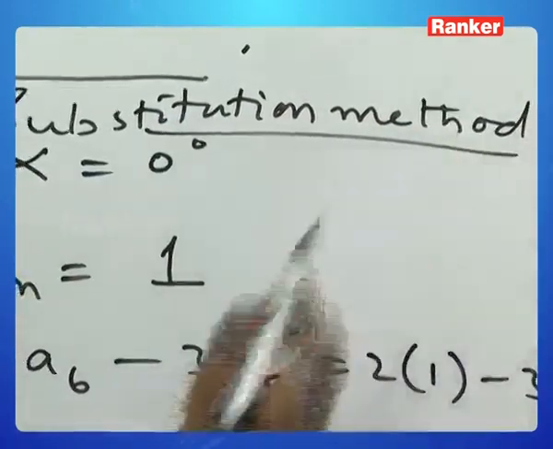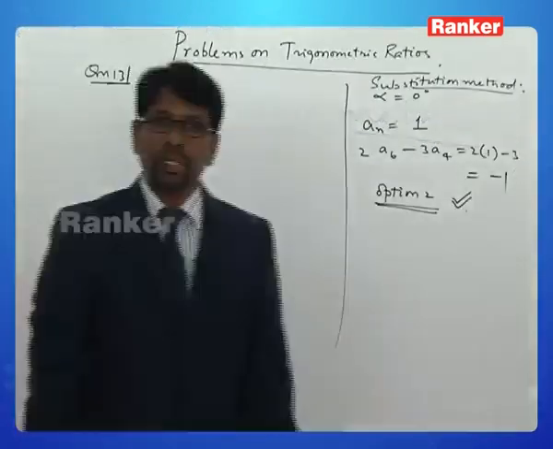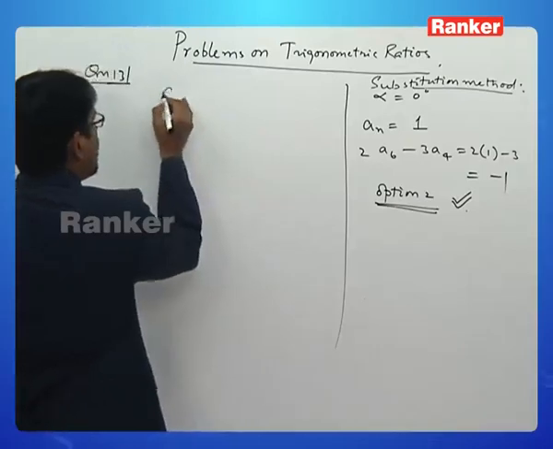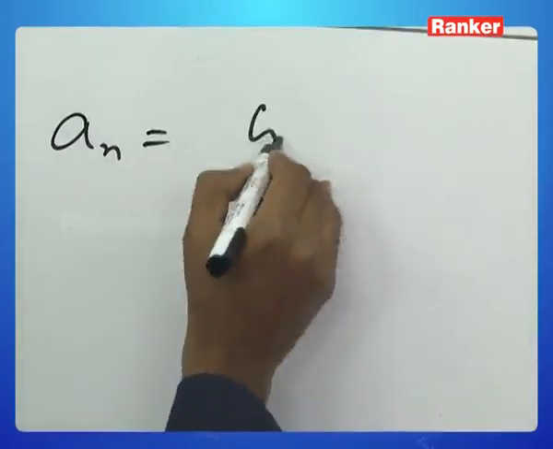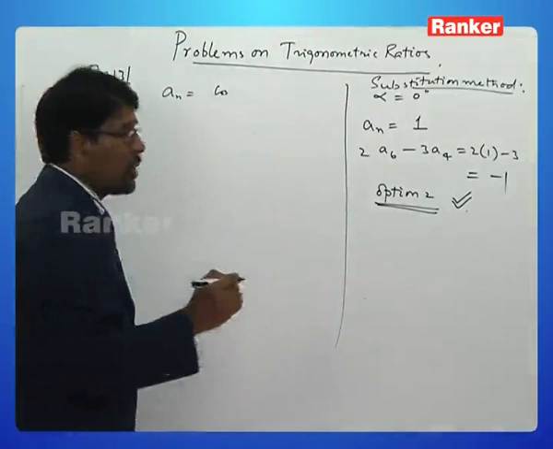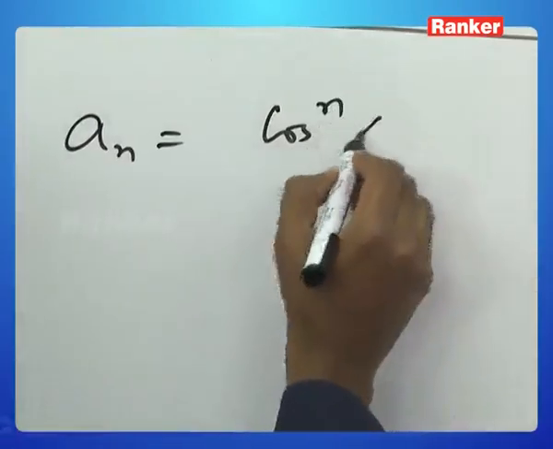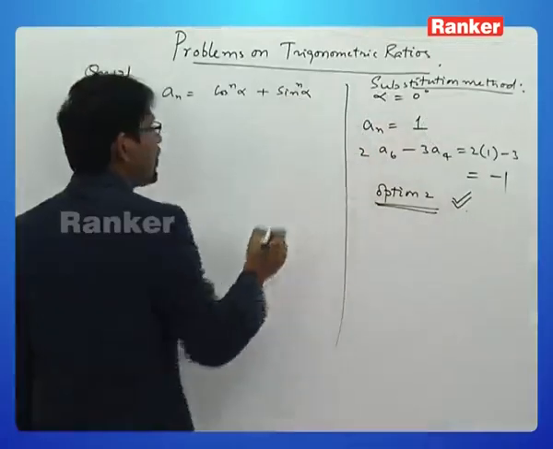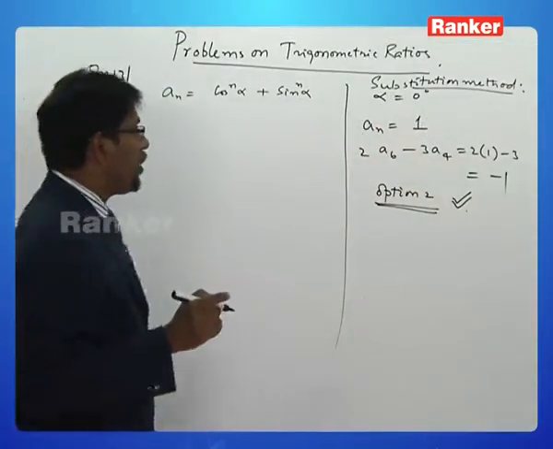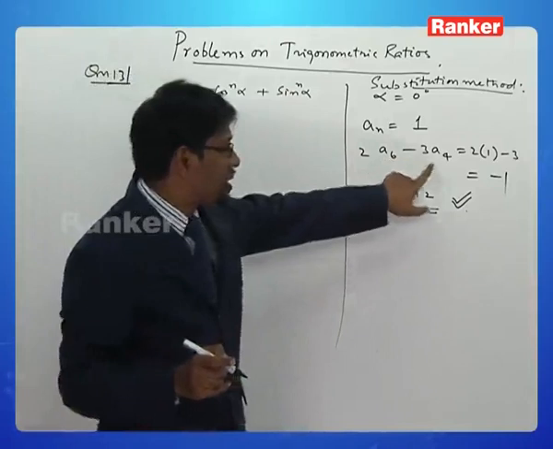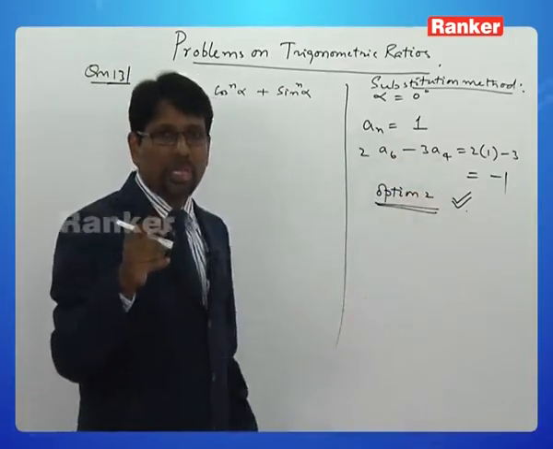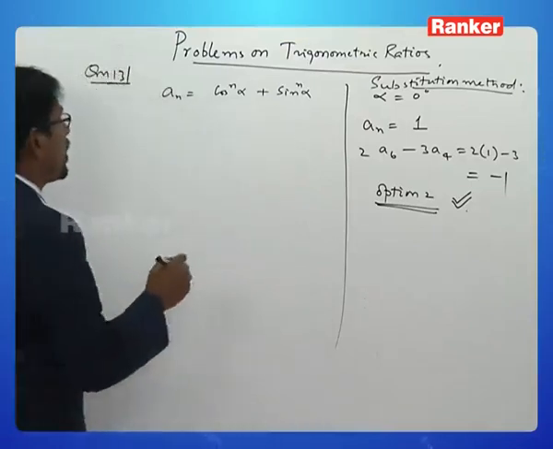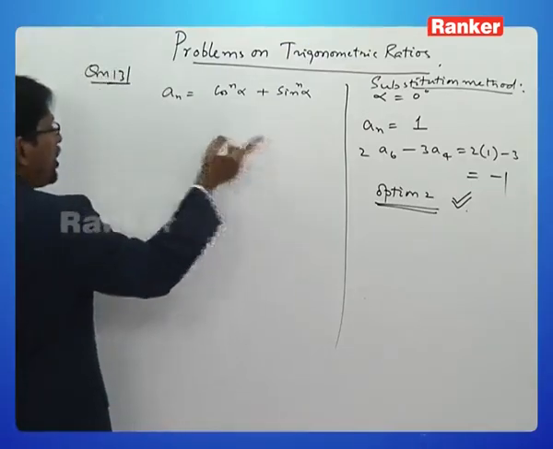So let me demonstrate to you how we do it in a direct manner. Now let's see. What do you have? An is equal to cos alpha power n plus sin alpha power n. If you observe here, we wanted a relation between a6 and a4. Maybe we should try to get a relation between an and an minus 2. So here we get a motivation from there.